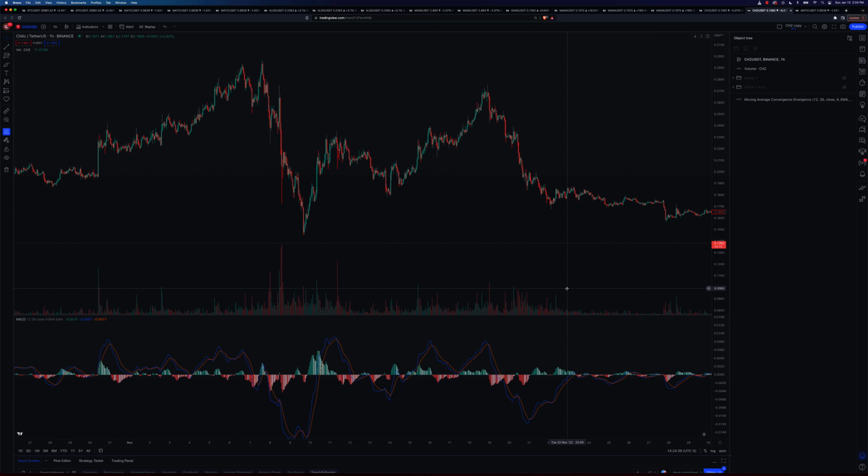All right, three things make up the MACD. And those three things are the MACD line, or the fast moving average, the signal line, or the slow moving average, and then there's the histogram, which is this right here.